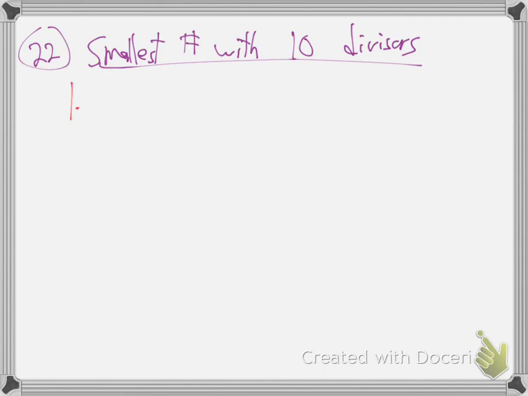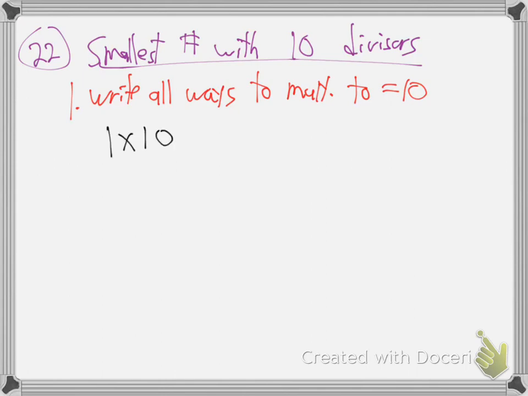Number 1, write all the ways to multiply to equal 10. So what are all the ways you can multiply and get 10? 1 times 10 and 2 times 5. Good so far? So you could write this right on your 3x5 card if you want, both sides of a 3x5 card.